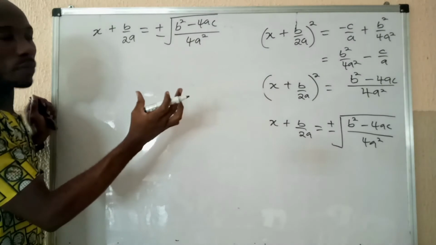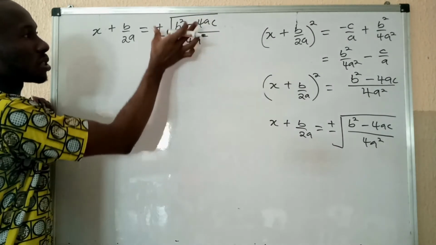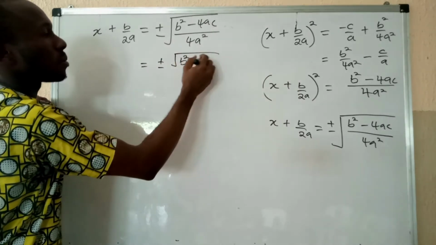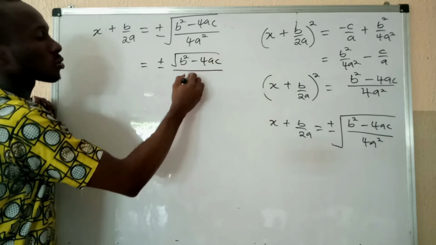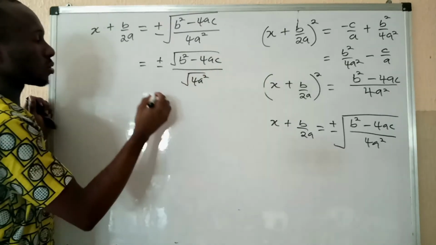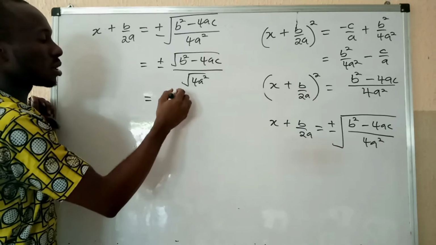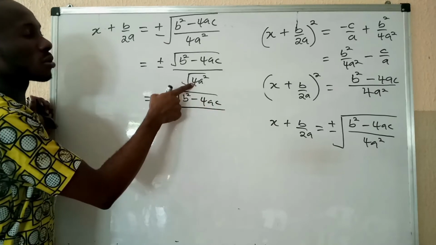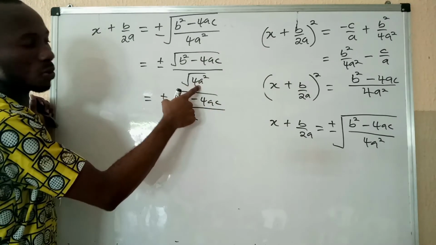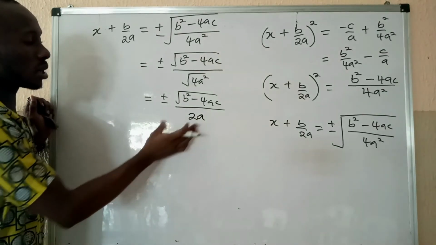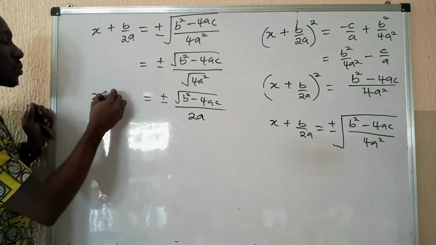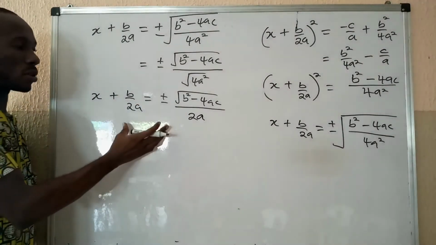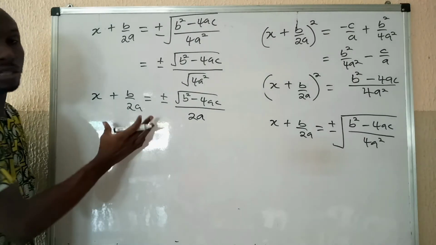Okay, now hold on, let's clean the other side of the board. Now, from the rules of surds, these square roots can be separated. So I have something like plus or minus square root of b squared minus 4ac over square root of 4a squared. So this can also be written as plus or minus square root of b squared minus 4ac over, square root of 4 is 2 and the square root of a squared is a. So we have 2a as our denominator. So we have x plus b upon 2a. Okay, if you're very familiar with the quadratic formula, you will know that this thing is already taking shape.